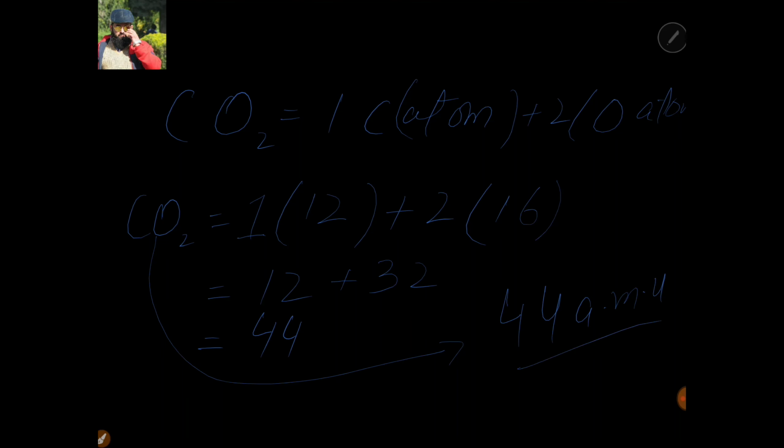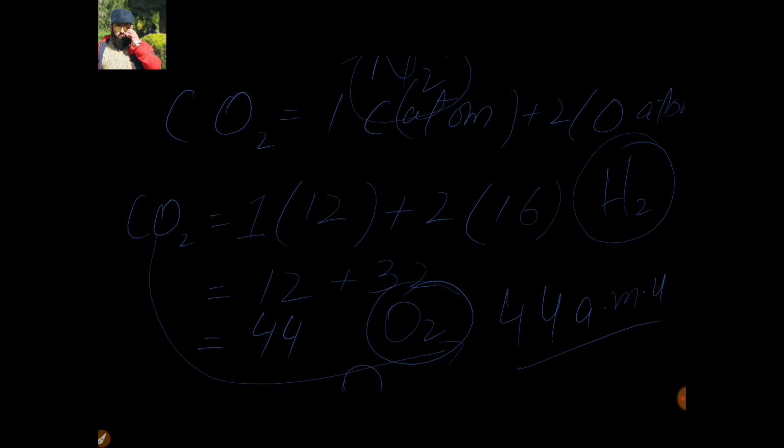So in this way we can find out the molecular mass of each and every molecule, whether it is a molecule of an element like H2, the molecule of hydrogen, O2, the molecule of oxygen, N2, the molecule of nitrogen, and so on. In this way we can calculate the molecular mass, or relative molecular mass, of the molecule of a substance or a compound.